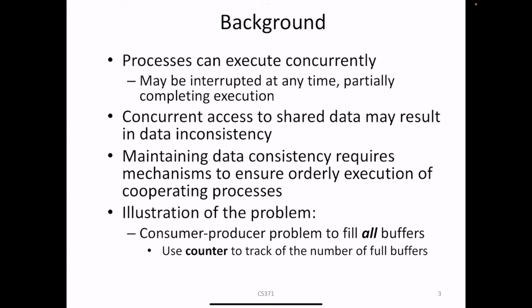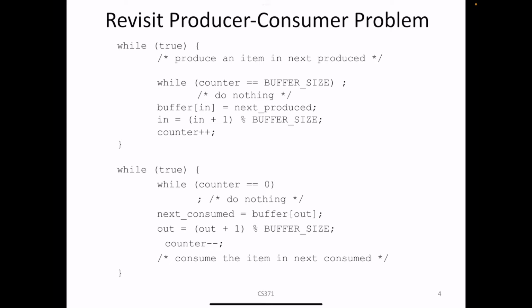Suppose the size of the buffer is equal to n. If counter is equal to n as well, the buffer is full. On the other hand, if the counter is equal to 0, the buffer is empty. This slide shows the redesigned solution for the producer-consumer problem. We still use the in and out pointers to point to the next available slot and item. However, we will use the counter to directly track the buffer.